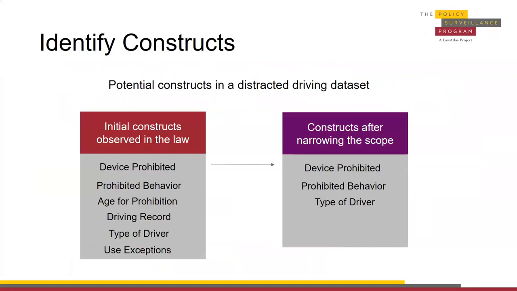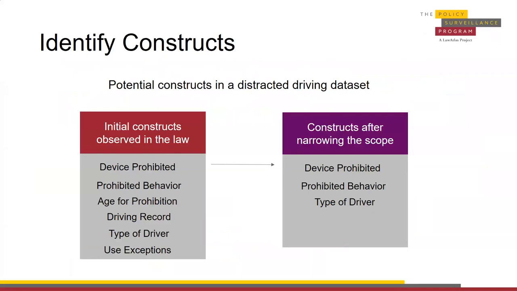From our research, we might find the initial constructs that we've observed in the law: all the laws discuss which devices are prohibited, which behaviors are prohibited while driving, the age for the prohibitions on these behaviors and devices, maybe issues related to the driver's driving record, the types of drivers, as we said, adult versus minor drivers, and potential policy related to each one of those, and then use exceptions. And this list might be huge. You might find from your background research that there are a lot of elements and a lot of features of variation in this one topic in the law.